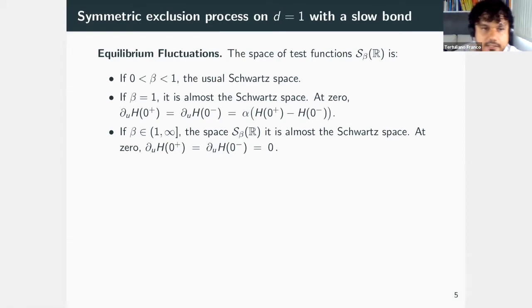If beta is between 0 and 1, it is the usual Schwartz space of smooth functions decaying at infinity faster than any polynomial. If beta is equal to 1, it's almost... No, sorry, the process is on the torus, but the PDEs are on (0,1). But 0 is connected to 1. It's a PDE on the torus with some boundary condition.